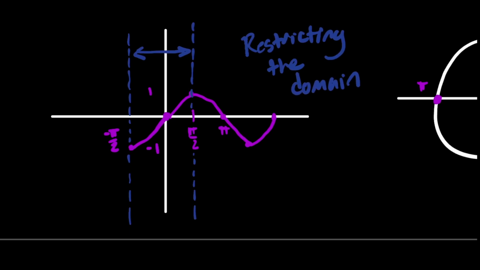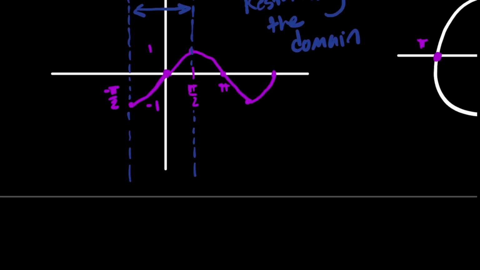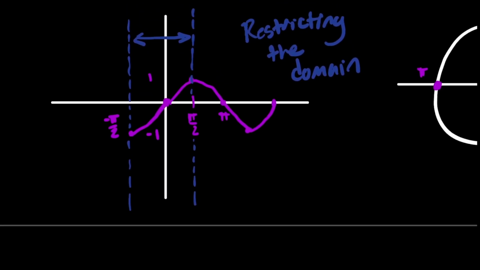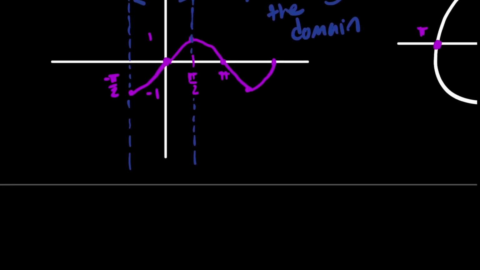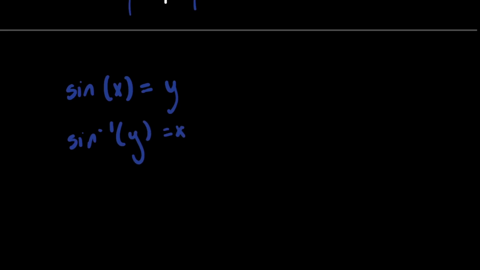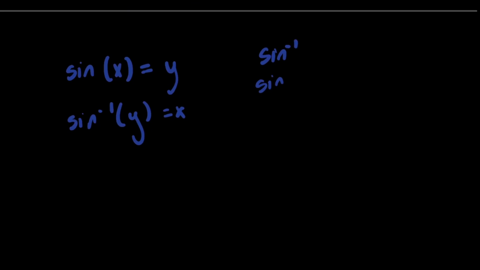And now that our domain is restricted, we can start worrying about the actual arithmetic part of taking an inverse derivative. So let's figure out what exactly it is we're taking the derivative of first. We know that sine of x is equal to y, and inverse sine of y is equal to x. That's because inverse sine is the inverse, naturally, of sine. A better way to think of it might be calling this arcsine.